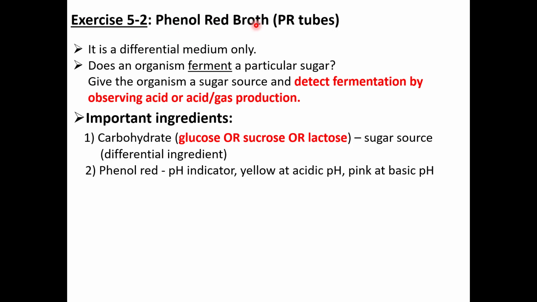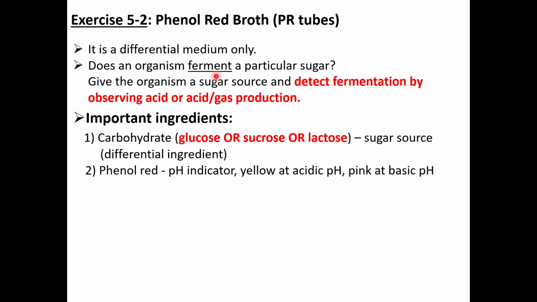Now let's talk about the phenol red broth, or the PR tubes. So this is a differential medium only, which means that all types of bacteria can grow in here. But once they grow, we are going to learn something about them. On a regular medium, if the bacteria is able to ferment the sugar that's present, usually glucose, we can't tell if they're actually fermenting or not. So when we inoculate the bacteria in a PR broth, it's because we want to detect fermentation of different sugars, okay?